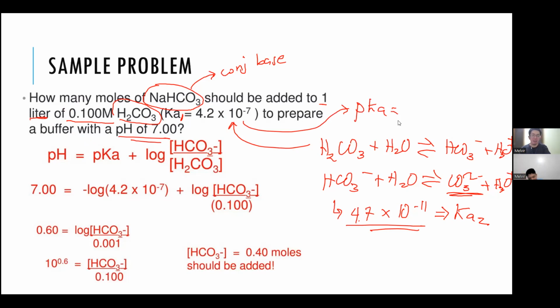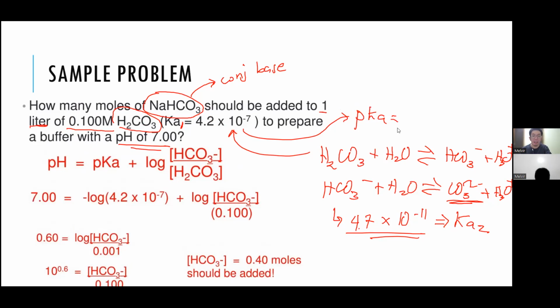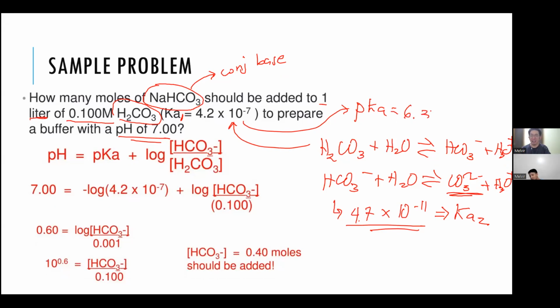Ano kaya? O, i-calculate mo. Yung log 4.3 times 10 to the negative 7. Mga 6.37. Correct, no? So, 6.37. As target pH mo naman ay 7 eh. So, this is from 5.37 to 7.37. So, we can still use carbonic acid and sodium bicarbonate to form a buffer na ang target pH ay 7.